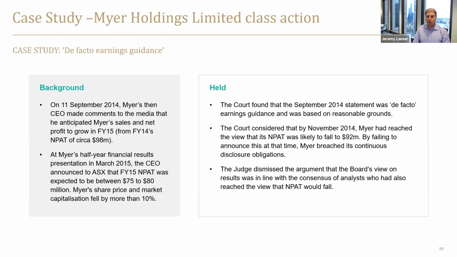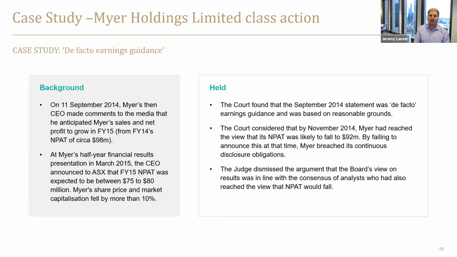So the reason why it fell, you can read into it, is because the market until that point was expecting 98 million, because that's what the CEO had said to the media. And then they said, well, actually, it's not going to be 98. It's now going to be between 75 and 80, we expect.